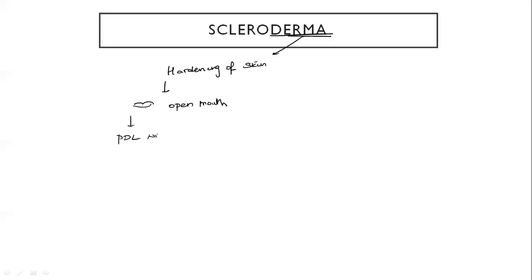Okay. Next we have scleroderma. Derma means skin lesion, right? What happens in scleroderma is there is hardening of the skin. So you might think, how is this related to the dental aspect? When your skin becomes hard, it becomes difficult to open your mouth, right? Due to which there might be problems where the PDL might become widened. Okay. Now, this is about scleroderma.